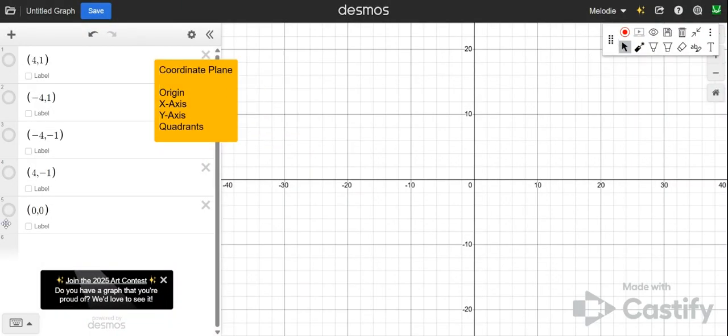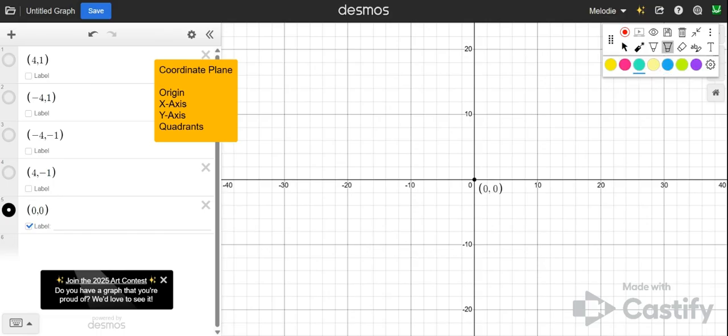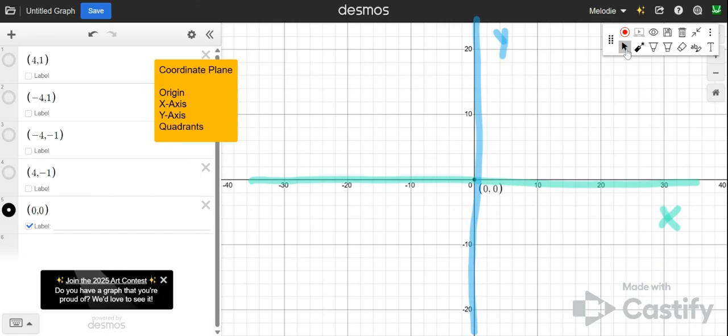The origin is located at 0, 0. If you look, it's about to appear on the screen. It's where the x and y-axis meet. The x-axis is the one that goes from left to right, or we also call it the axis that lies horizontally on the screen. The y-axis is the one that goes up and down. We also use the word vertical for the y-axis.